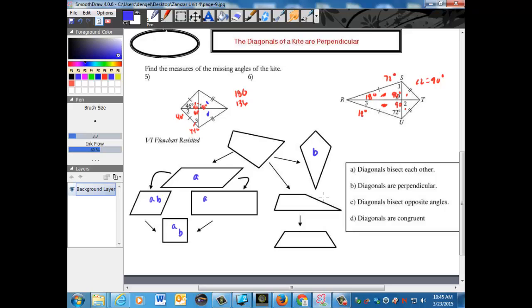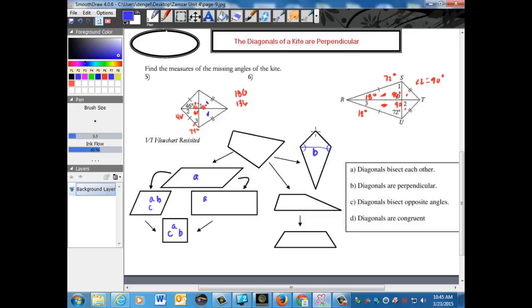C, diagonals will bisect the opposite angles. That's true in a rhombus. Therefore, it'll also be true in a square. It's not true in a parallelogram or a rectangle. If we think about a kite, we know that these two angles are the same, but when we draw this diagonal, it's not going to cut these two angles in half. It will not do that.